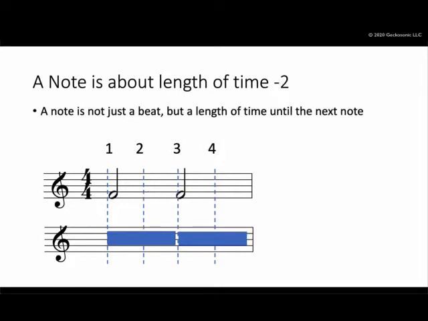Let's try this with half notes. So each half note is going to take up half the measure, or a full count of 2 before the next note is hit. Lastly, we can do it with a whole note. A whole note counts 4 beats, and it will take up the entire time of the measure.